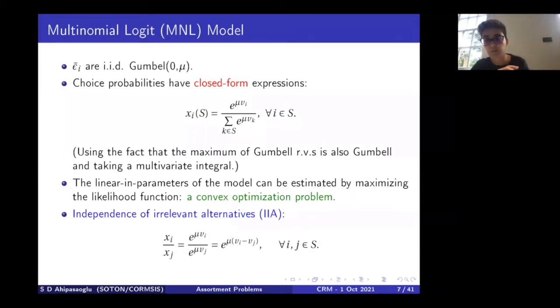But as I said before, there is a very important drawback here, which we call the independence of irrelevant alternatives property. If you look at the ratio of the choice probabilities of two alternatives, you get this simple expression. And as you see here, we don't have the attributes of any of the other alternatives, which means that your model is limited to very strict behavioral assumptions. And so it's not very realistic.